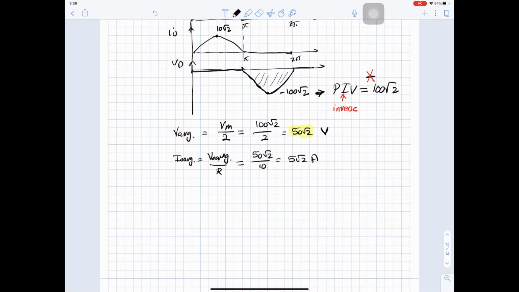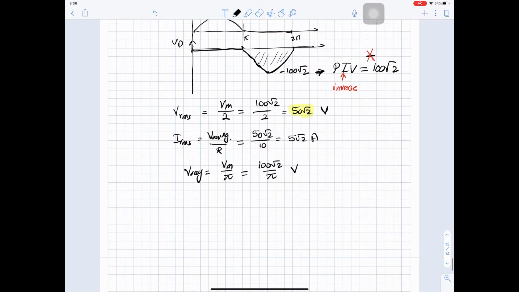Sorry, this value is not correct. I used the RMS instead of the average. So these are the RMS values. So this is V RMS, this is I RMS. So V out average equals the V max over pi equal 100 root 2 over pi volt. I out average equal V out average divided by R equal 10 root 2 over pi ampere.